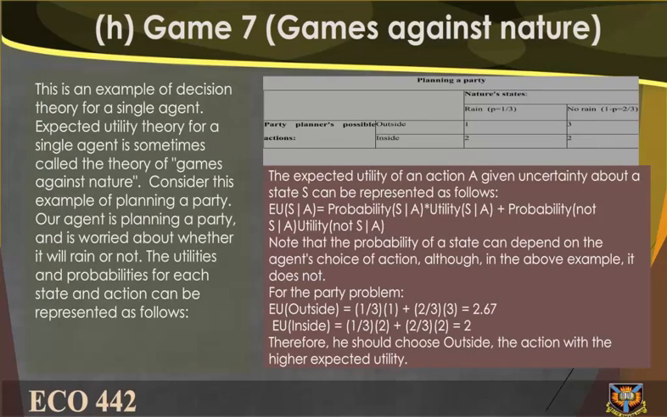H. Game 7. Games against nature. This is an example of decision theory for a single agent. Expected utility theory for a single agent is sometimes called the theory of games against nature. Consider this example of planning a party. Our agent is planning a party and is worried about whether it will rain or not.